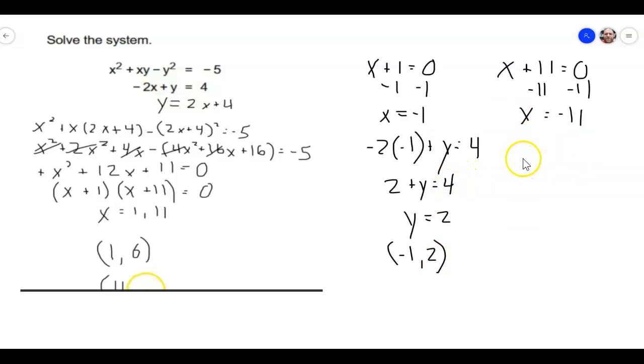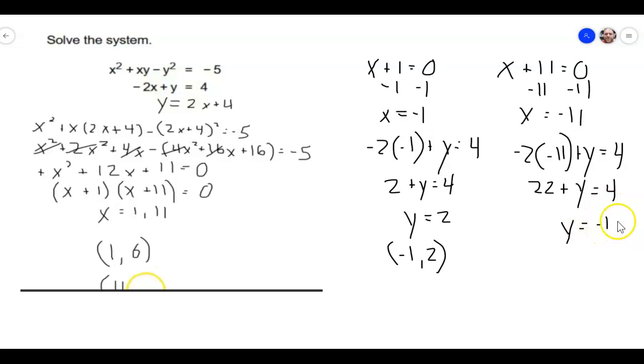And then this one here should be negative 2 times negative 11 plus y is equal to 4. All right, so that will give us 22 plus y is equal to 4. Subtract 22 from both sides, so y is equal to negative 18. So this one should be negative 11, negative 18.